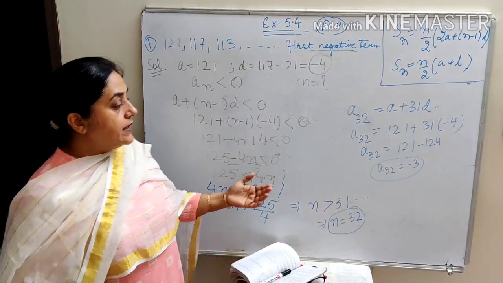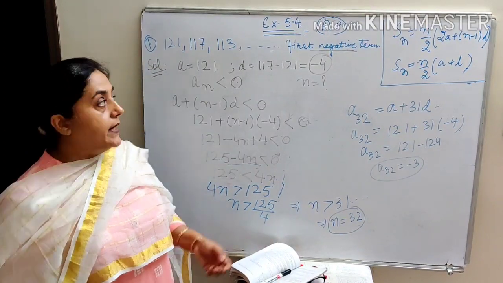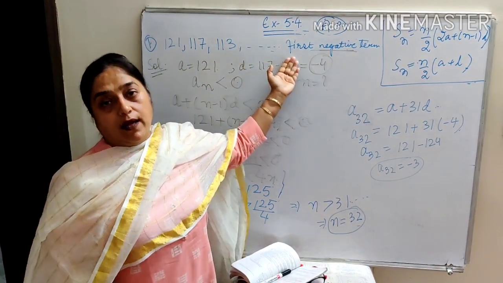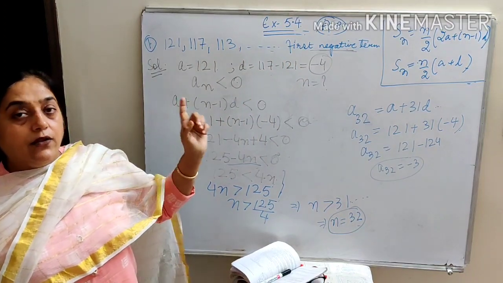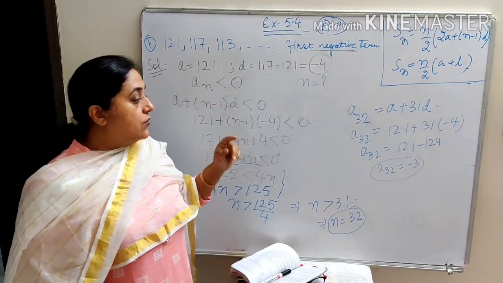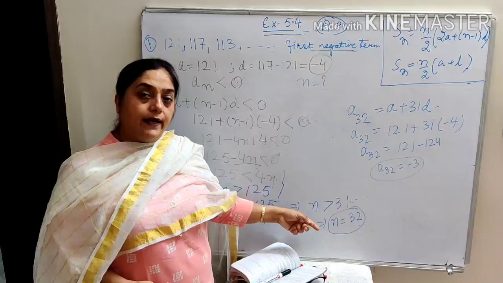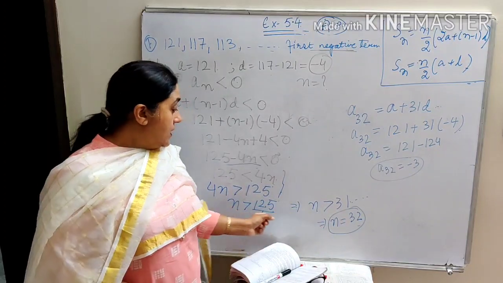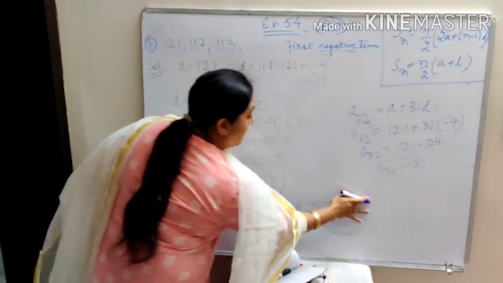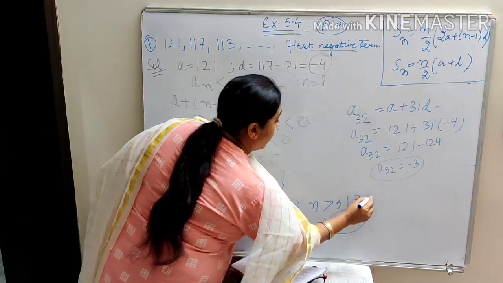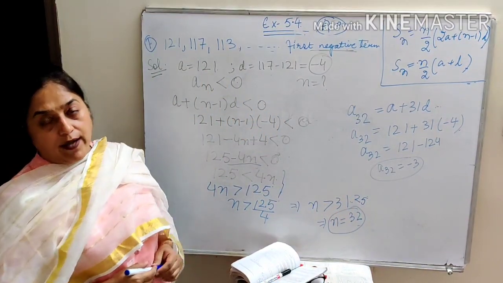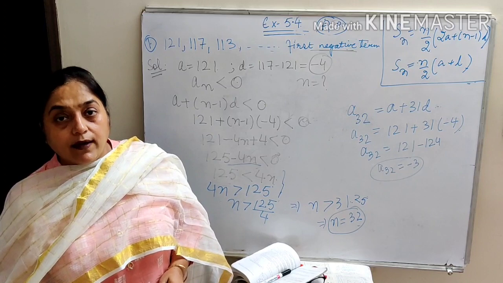And when it is the first negative term you will be getting, because when this sequence is decreasing, obviously somewhere it will start being negative. So when it will be starting with the negative, it will be 32. Because here it was coming 31.25. So 31.25, meaning greater than 31, right?